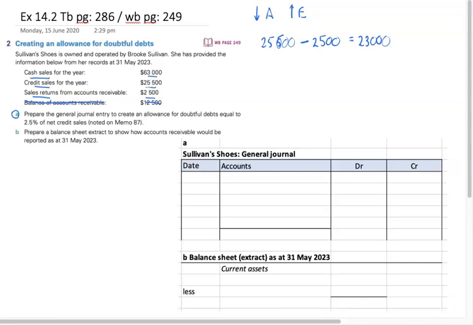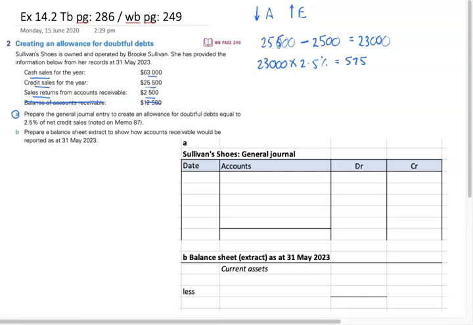How much of this is not going to be paid back? 2.5%. So 22,500 times 2.5% equals the grand total of $575. So this means that our business is making a prediction that $575 of their net credit sales for the year are going to not be paid back. So we need to make a recording in our general journal to record this.